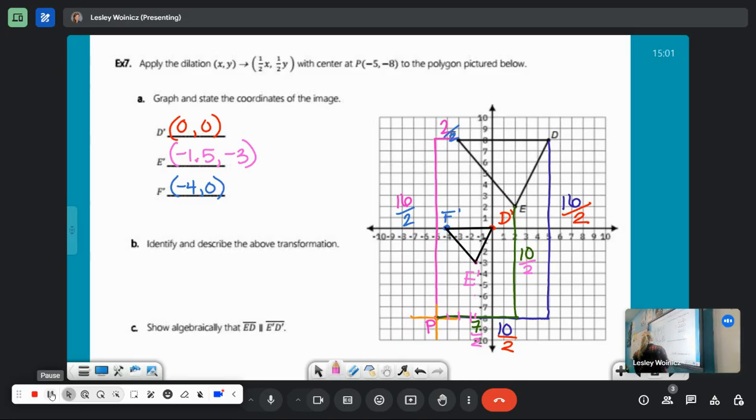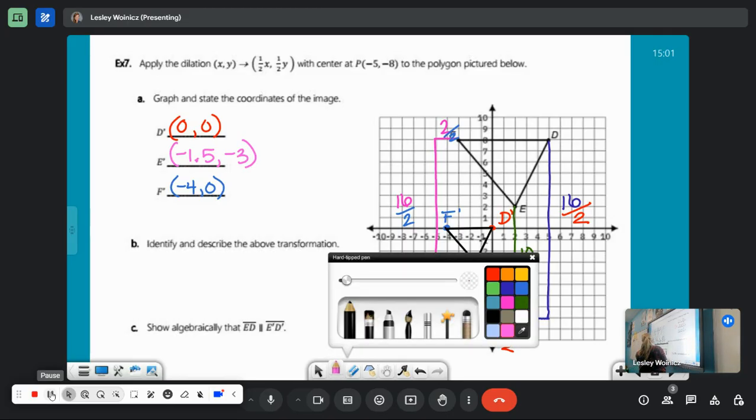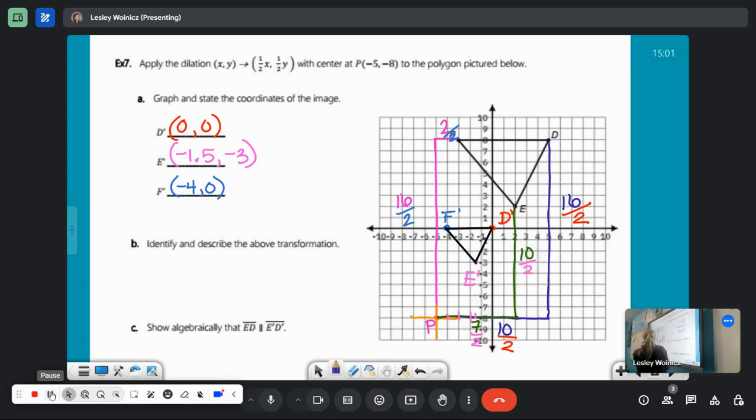Okay, never mind. Let's do describing the transformation. So, is this an enlargement or a reduction? Reduction. Okay, and then we're going to practice some function notation because you will need to know that. So this is a dilation. And then we have to specify our center, point P.